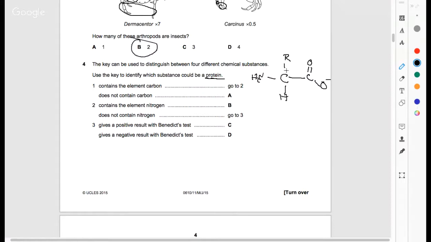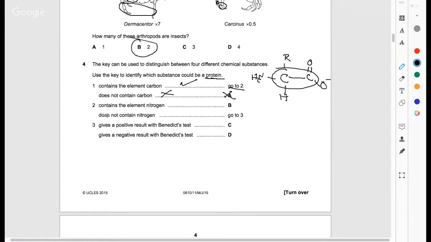And in this set, you can see that the element does contain carbon. This is an amino acid, and proteins are made of lots of amino acids. So yes, it does contain the element carbon. We can say yes to that, so it's not A. We've ruled out A, go to two.